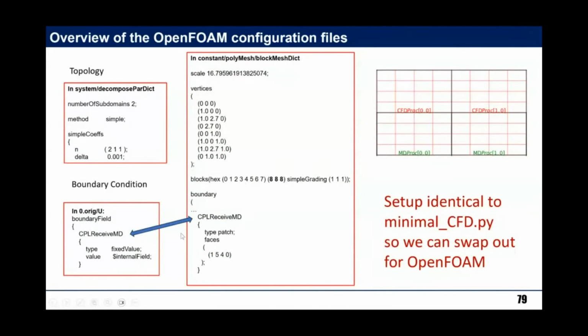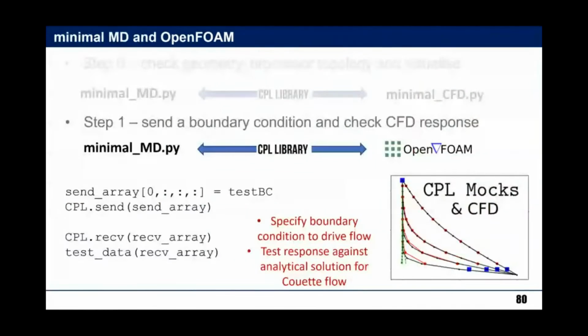So once all three of these different values are set up, and notice your coupler receive is set in both the initial velocity fields as well as in the block mesh dict. You can check that works as expected, and so you can swap out the minimal CFD for that minimal for the OpenFOAM case. And then this allows us to actually test Couette flow example, but driven by the minimal script.